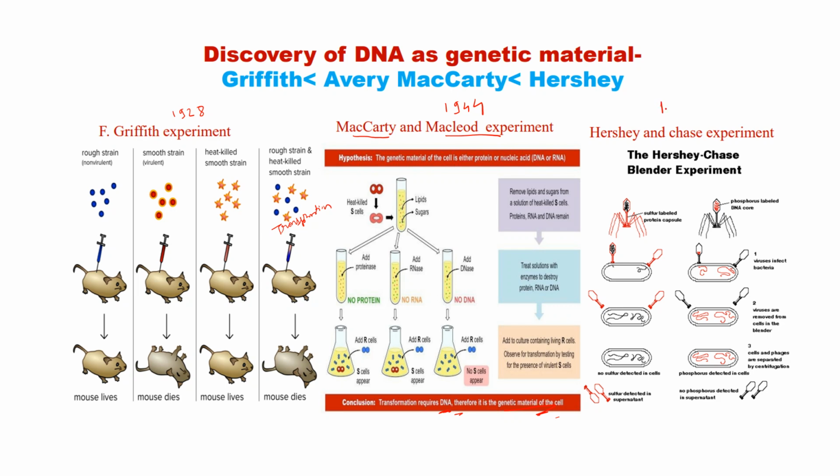Then later, in 1952, Hershey and Chase used the T2 bacteriophage, a virus that infects bacteria. They radioactively labeled the viral DNA with phosphorus-32 and the protein coat with sulfur-35. The labeled T2 phage were allowed to infect E.